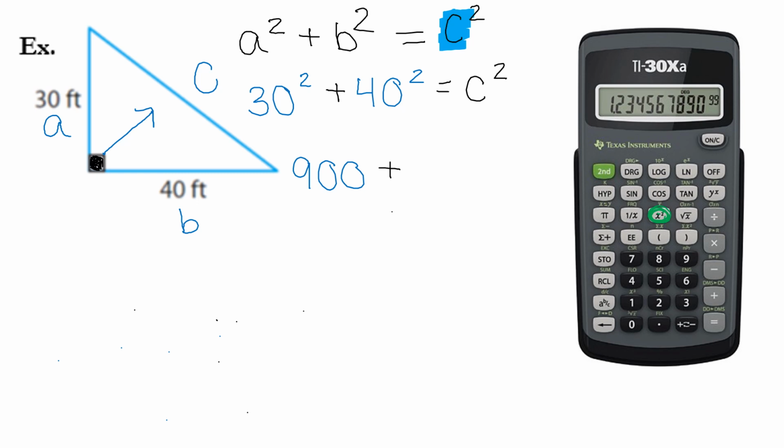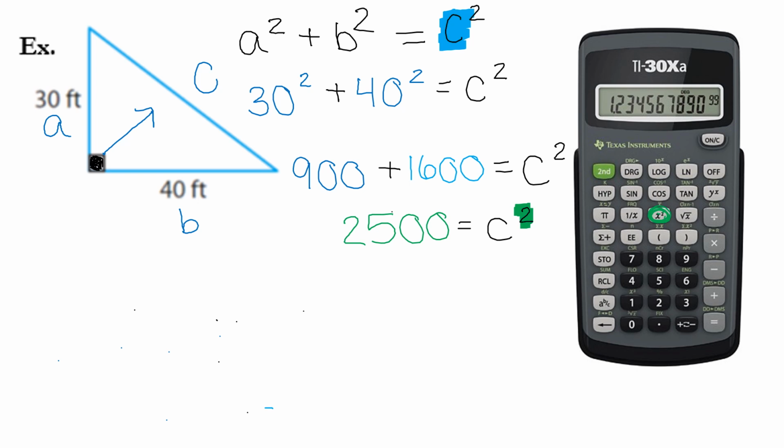If you type in 40 x to the second power, you'll get the answer of 1,600. And this will help us determine our C value. Well, we have to finish solving 900 plus 1,600. When you type that into your calculator, you get 2,500. And many students think that is our answer, but there's a slight problem, this exponent of 2.